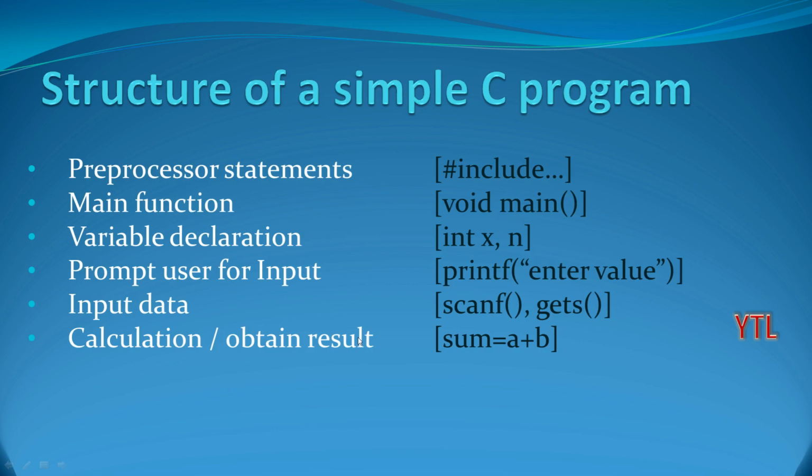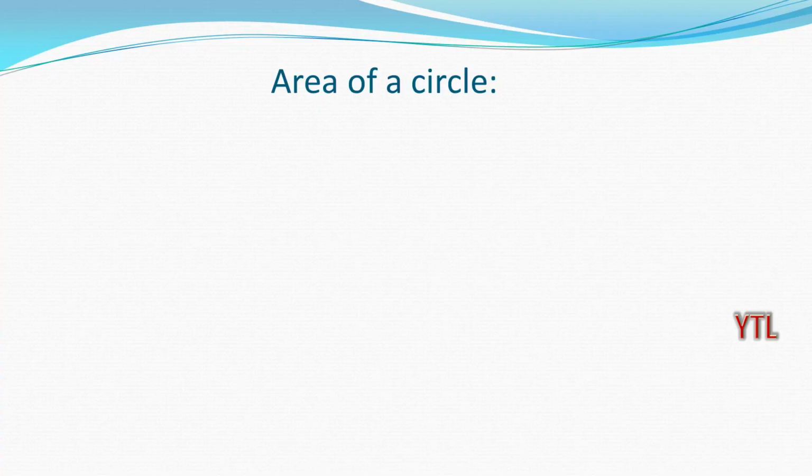When you have got the result, then you need to show the result to the user, which is called output the result. It is normally given with the printf statement in C. Next, we will see how this simple structure works in a simple program for the area of a circle. In this code, we take the input radius from the user, calculate the area and return the area. So let's see.